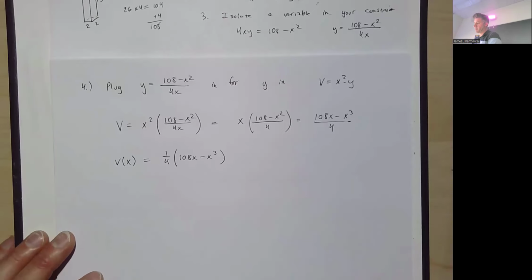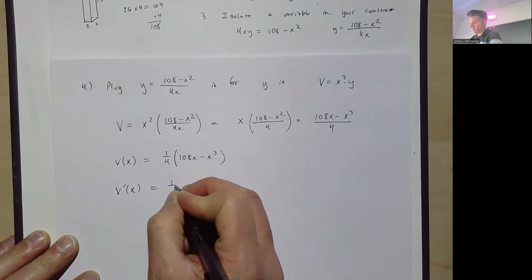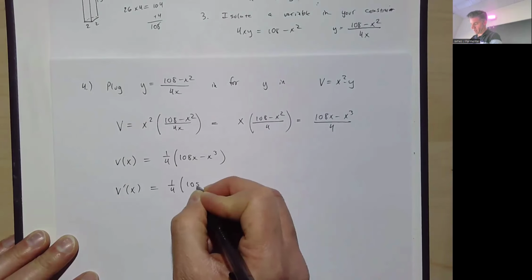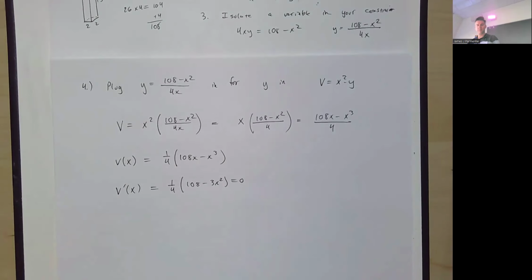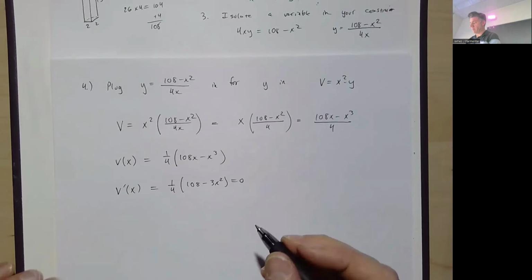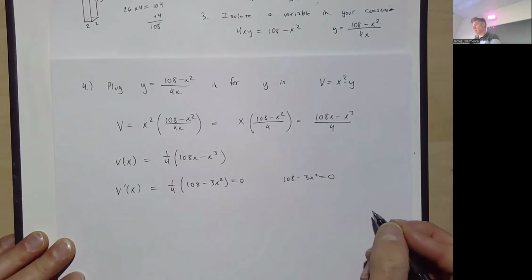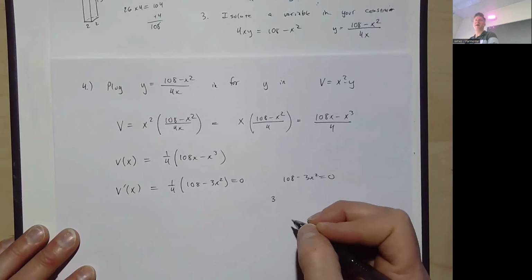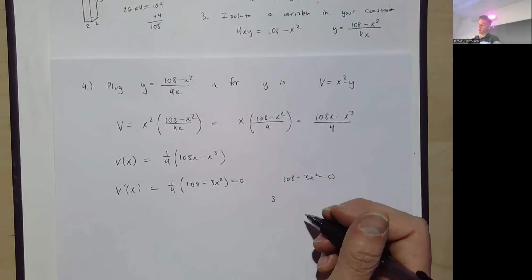Okay. So the derivative here is going to be 1/4 times (108 minus 3x squared). Well, I guess I just need to solve this now. So I would probably multiply both sides by 4 and say 108 minus 3x squared equals 0. Factor out a 3. Or don't factor. Oh, yeah, kind of breaking my own rules here.